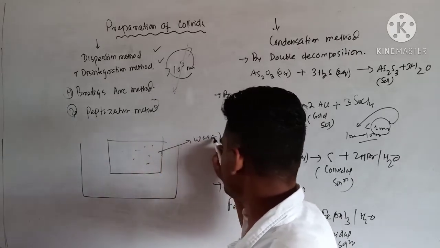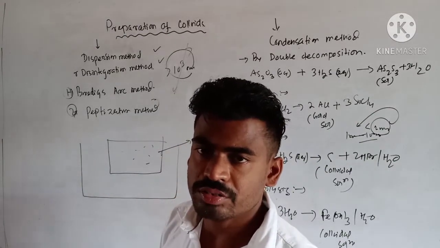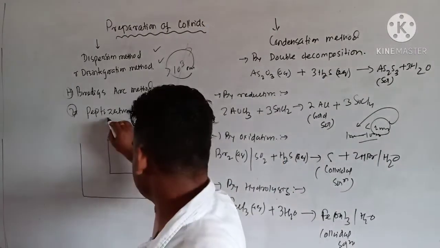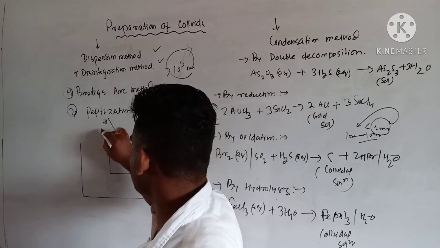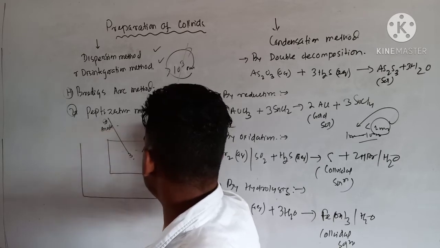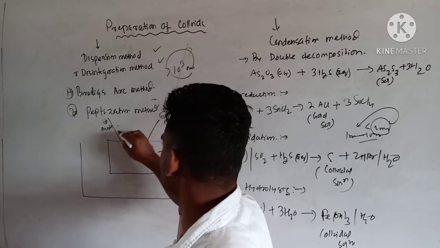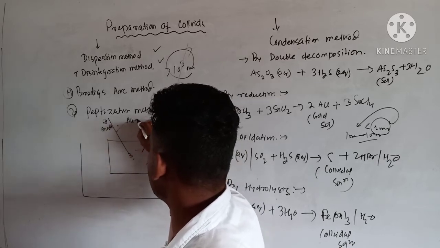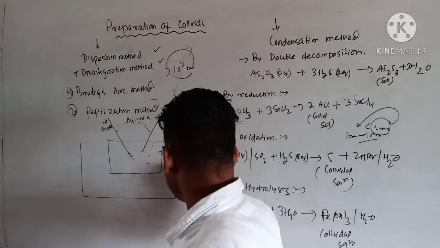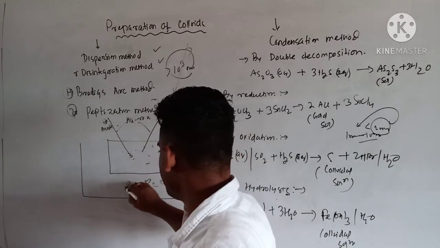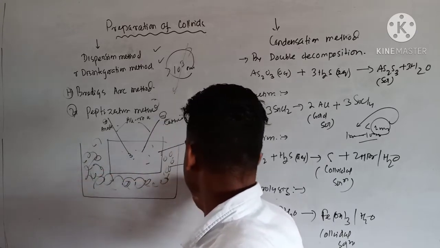This one is water, and take the metal rod whose respective salts you need to prepare over here. Suppose I am considering gold, these are gold rods. One is the positive terminal, that is the anode, and another one is the negative terminal, that is the cathode. These two are your gold rods, Au rods. Is that clear? Here this region is filled up with ice.